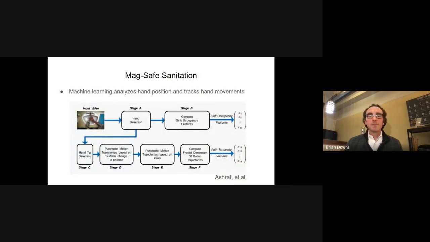With this system, a computerized machine learning algorithm would detect hand movements, and those would be programmed to be adequate when hand washing was deemed to be thorough. Next slide.